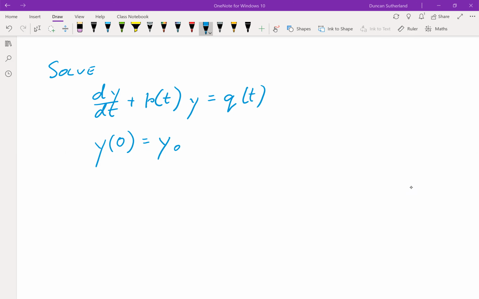We're going to summarize the steps required to solve this linear first order ODE. This is actually an initial value problem because I do have an initial condition, y at time 0 equals y naught. So we know that we solve these using an integrating factor, and I'm going to summarize the steps.